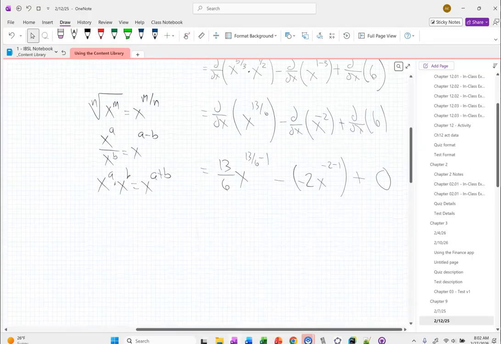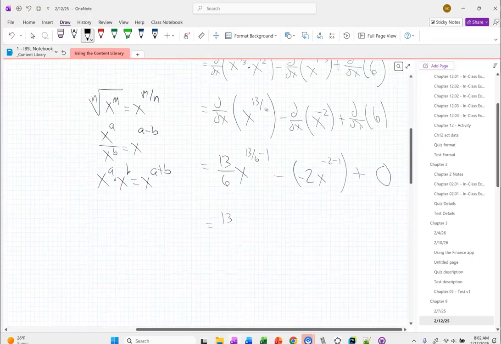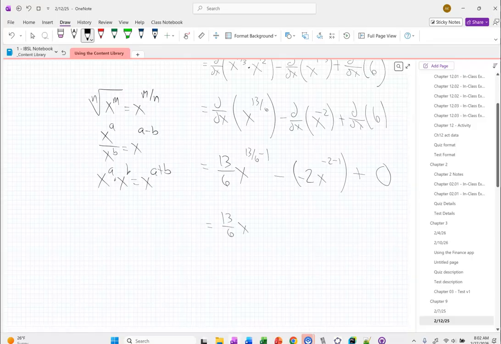Okay. My last little pieces of cleanup here. 13 over 6 minus 1 is 13 over 6 minus 6 over 6. So that's 7 over 6. And then negative of a negative is positive. And negative 2 minus 1 is negative 3.